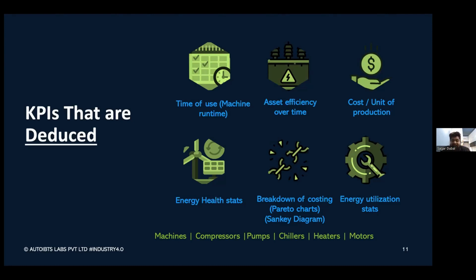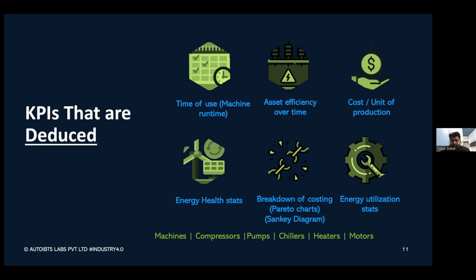Then energy health. What is the health of the energy, which we can deduce through a small number, that my energy health is at 80%, 70%, 100%, 90%. So you don't need to look into whether my PF is right or my voltage is right. You only need to see whether you are above 90% or not.